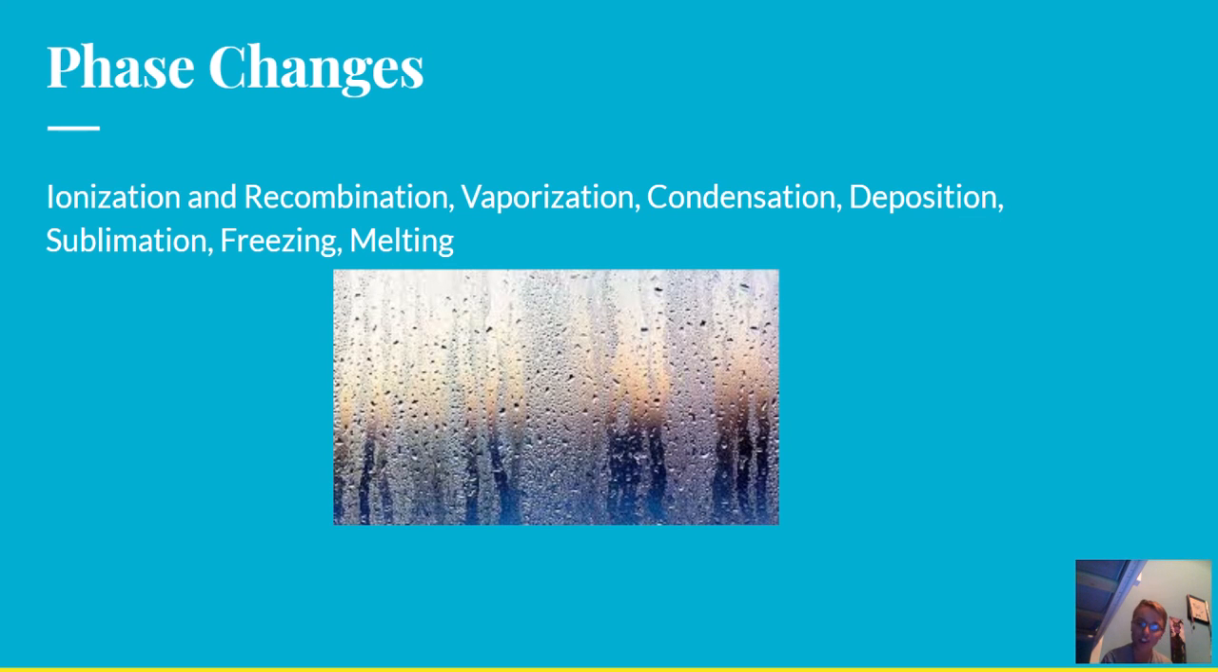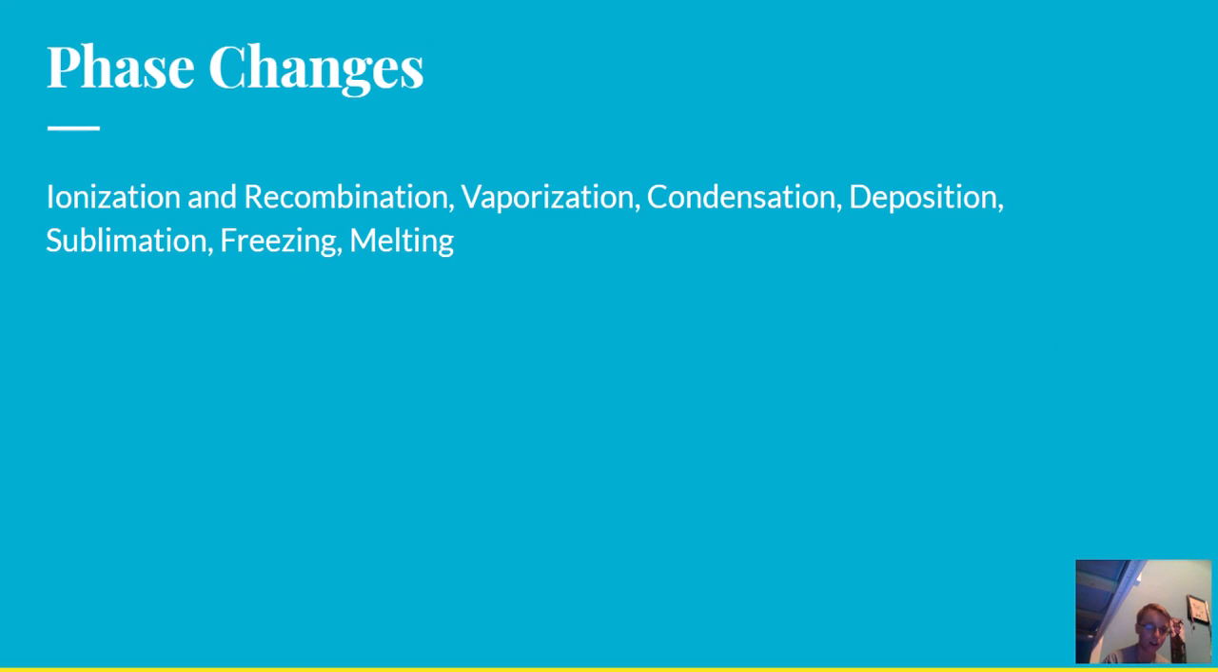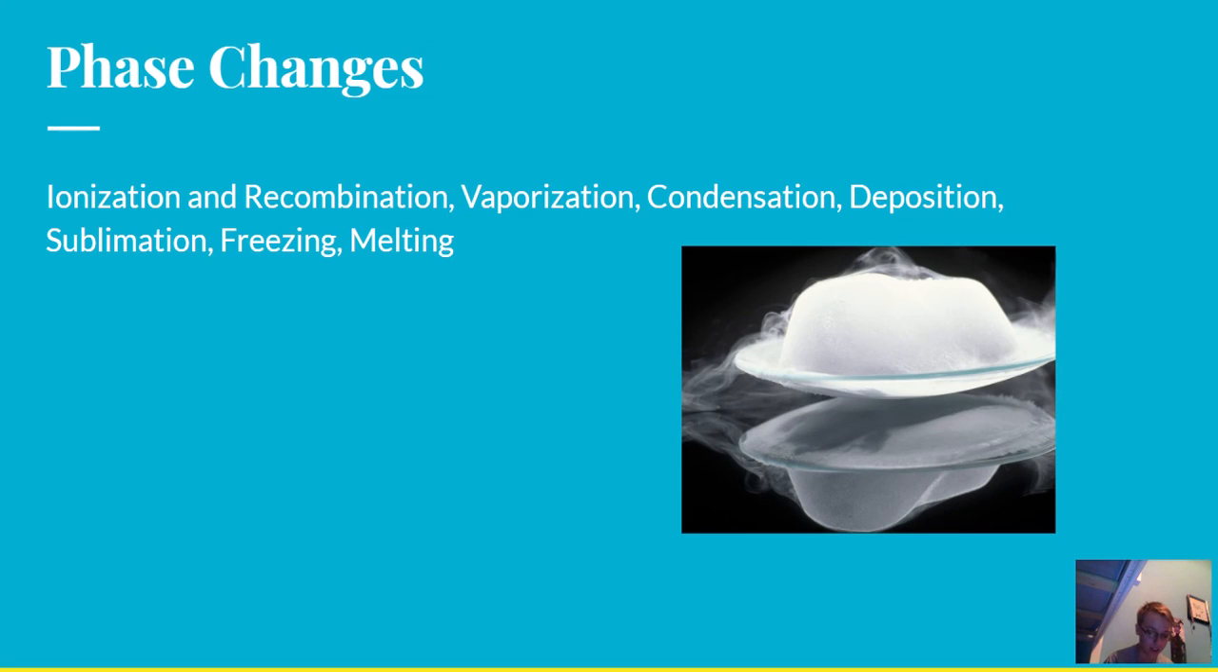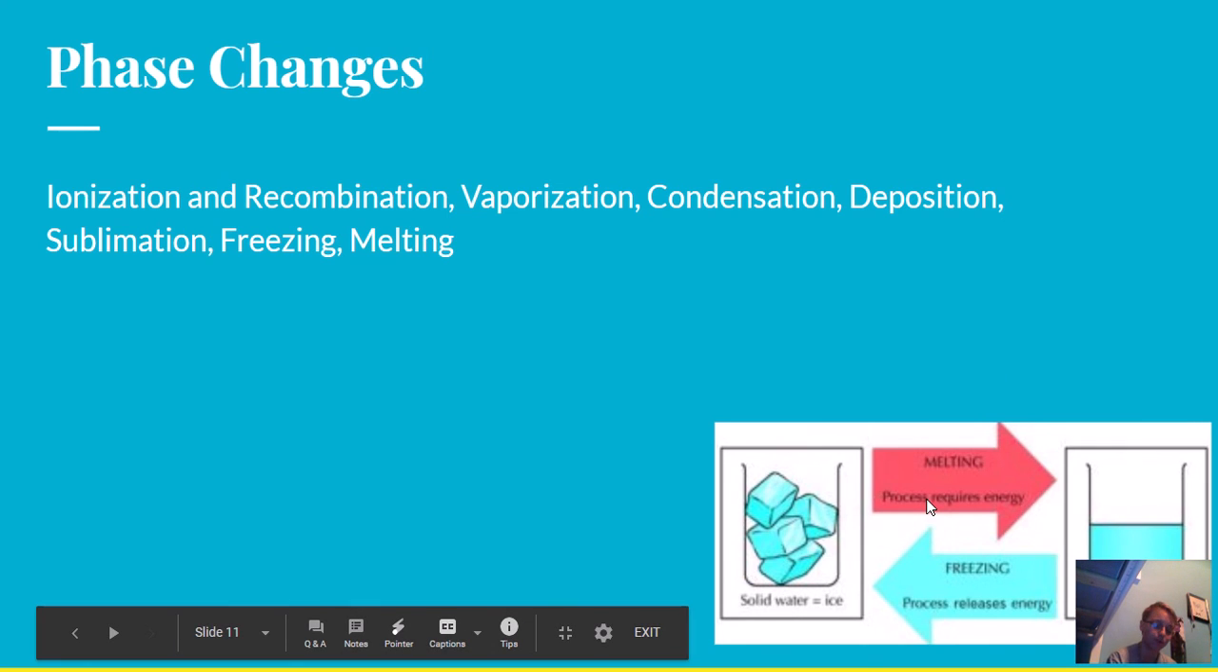Condensation. Gas phase to liquid. Example, fog on glasses, morning dew. Deposition. Gas phases to solid. Frost forms on a leaf is our example. Sublimation. Solid phase to gas. Example, dry ice. Freezing. Liquid phase turns to solid in cold temperatures. Example, water to ice. Melting is solid phase to a liquid. Example, ice to water. And that is Unit 1 of Chemistry.